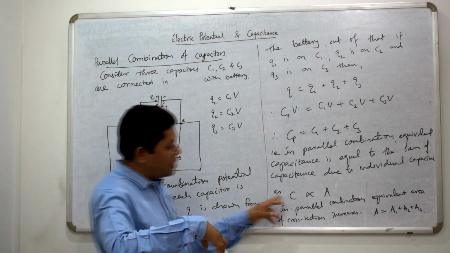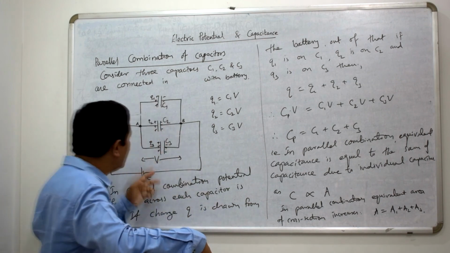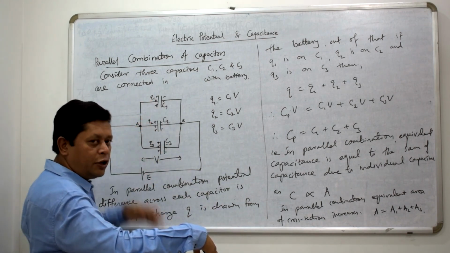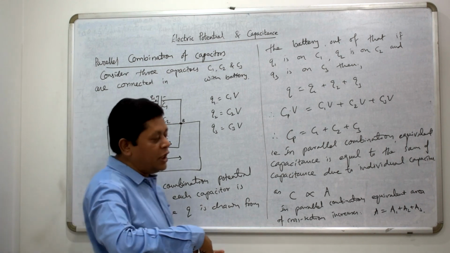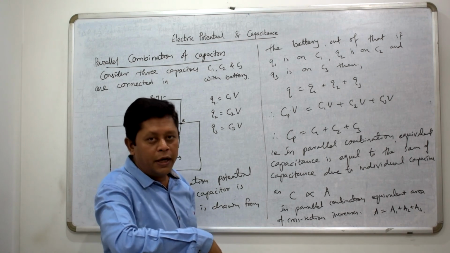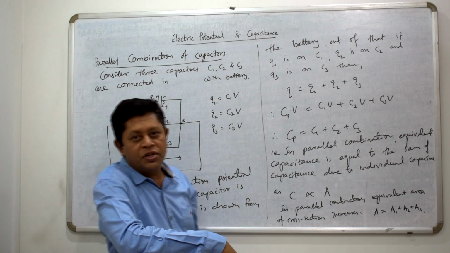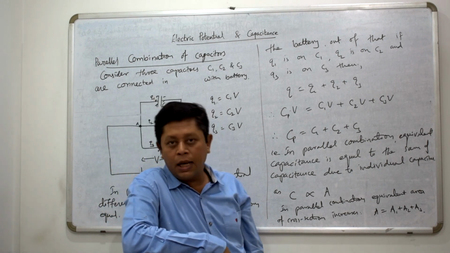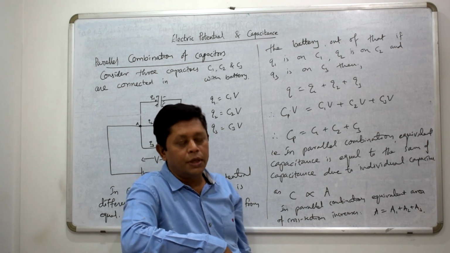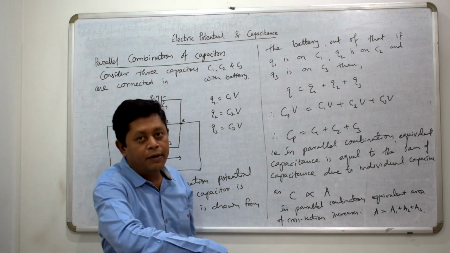As you know, capacitance of a capacitor is directly proportional to area of cross section. Here in parallel connection, area of the plate increases, A1 plus A2 plus A3. The equivalent capacitor's area increases, and that's why the capacitance also increases. It means if you want to increase the capacitance of capacitor, you have to connect them in parallel. If you want to decrease the capacitance, you have to connect the capacitors in series. That way you can get the equivalent or desired value of capacitor.